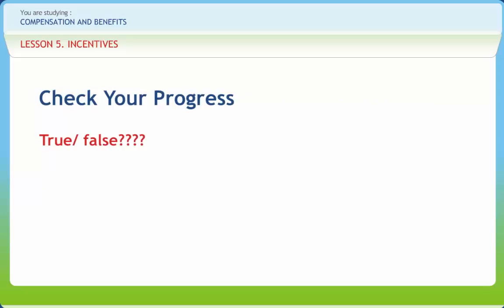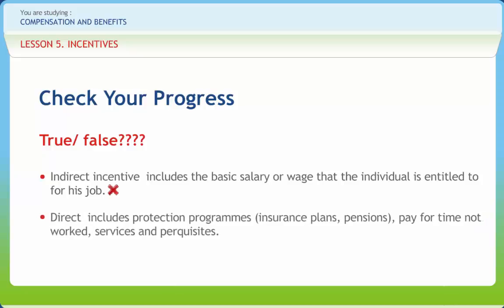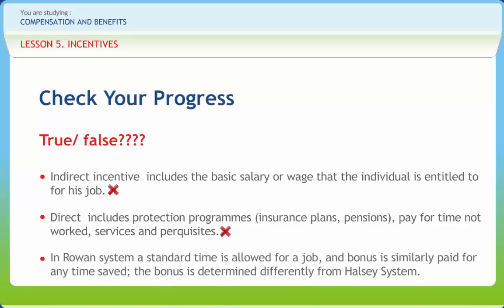Now let us check if we have understood the various concepts discussed in this lesson clearly. Indirect incentive includes the basic salary or wage that the individual is entitled to for his job. Right or wrong? Wrong. Direct includes protection programs, insurance plans and pensions, pay for time not worked, service and perquisites. Right or wrong? Wrong. In Rowan system, a standard time is allowed for a job and bonus is similarly paid for any time saved. The bonus is determined differently from Halsey system. Right or wrong? Right.